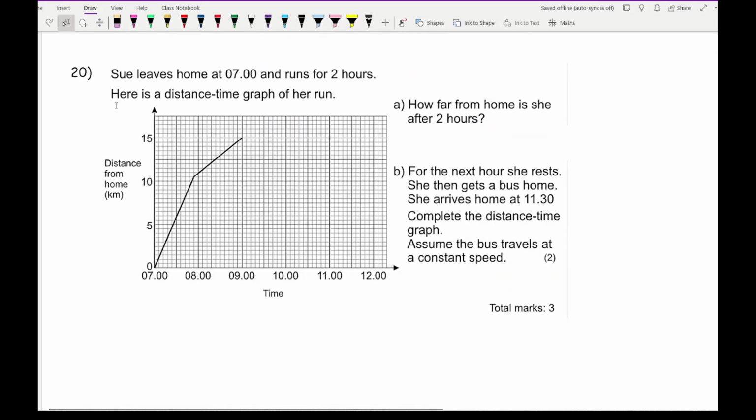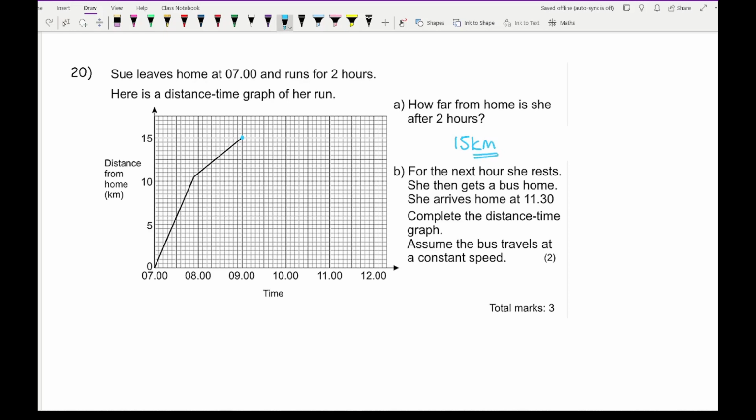Moving on to question 20, it says that Sue leaves home at 0700 hours and runs for 2 hours. Here is the distance time graph of her run. How far from home is she after 2 hours? So total distance from home, we just need to look at this point here and then look across, and you'll notice that there is 15 kilometers.